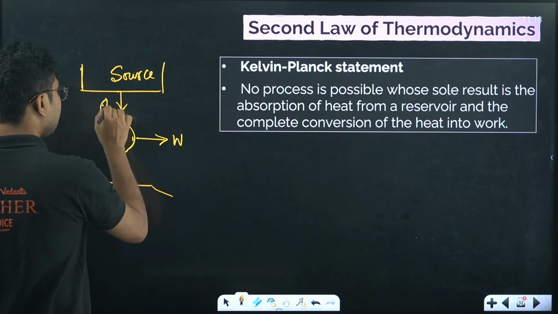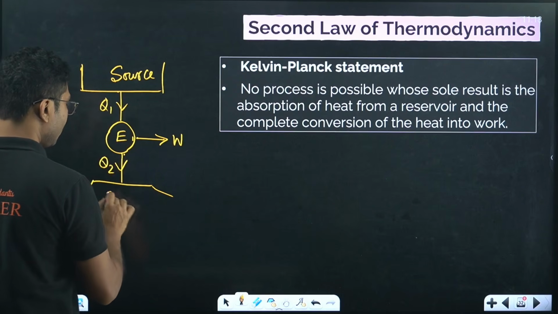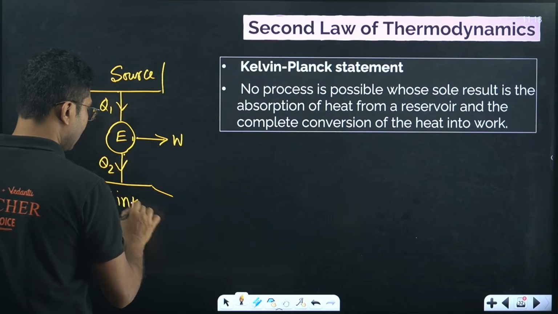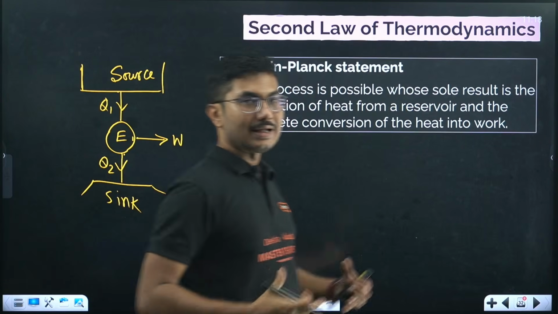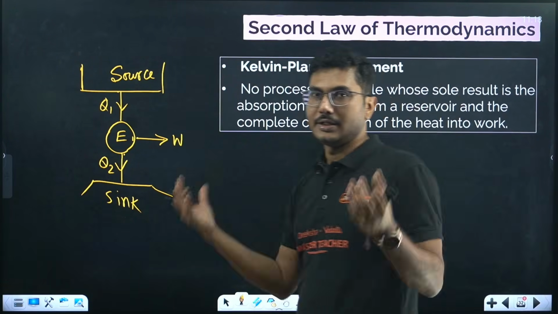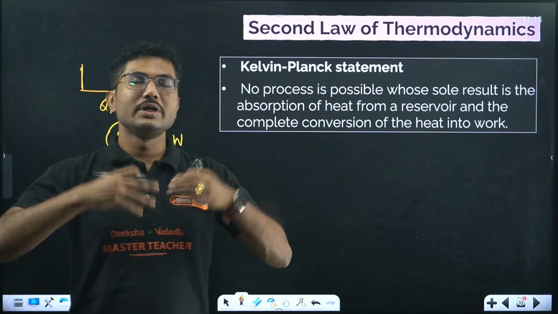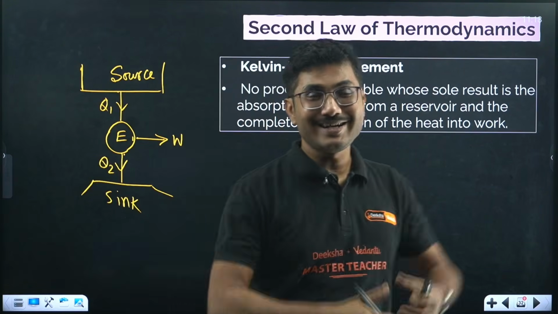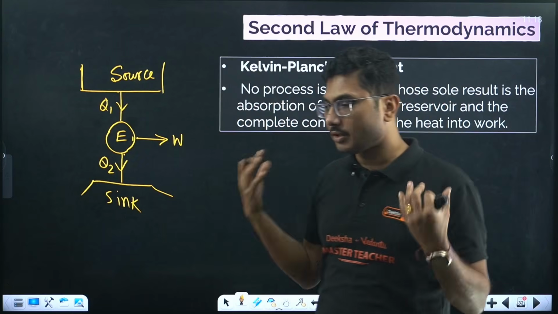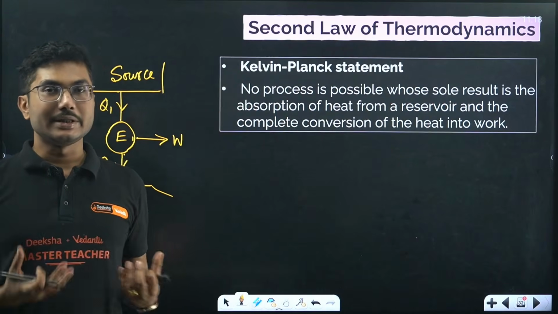Suppose it is taking some heat, say Q1, and it will release some heat to something called the sink. So when the pizza is getting hot, it is not only absorbing heat, it is also releasing heat at the same time. To whom is it releasing heat? The surrounding. Surrounding is always colder, so it is always emitting heat when it is absorbing heat.